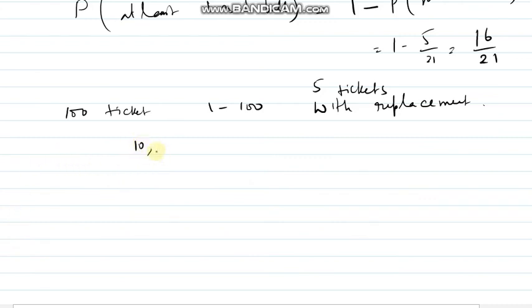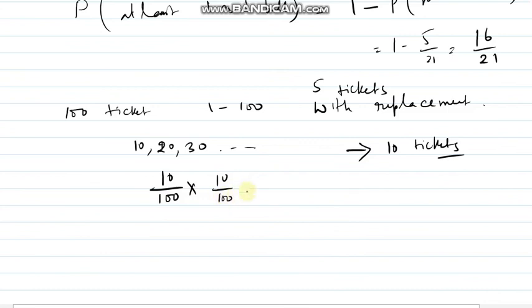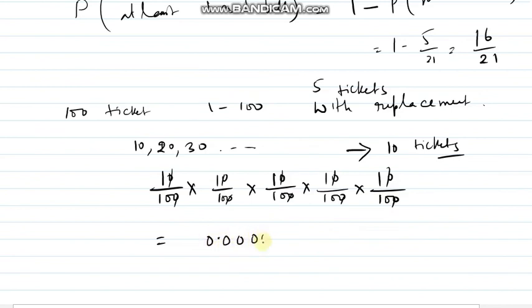Now first, how many numbers are there which are divisible by 10? There are 10 tickets which are divisible by 10, right? So the first ticket will come from any of these 10, the second ticket will also come from any of these 10, and each and every time I am returning the ticket, so the number of tickets remains 100. So it will be 1 by 10 into 1 by 10 into 1 by 10 into 1 by 10 into 1 by 10. Hence the answer will be 0.00001, or you can just keep it like 1 divided by 100000.